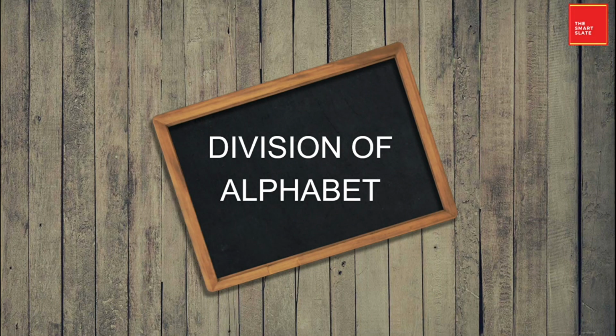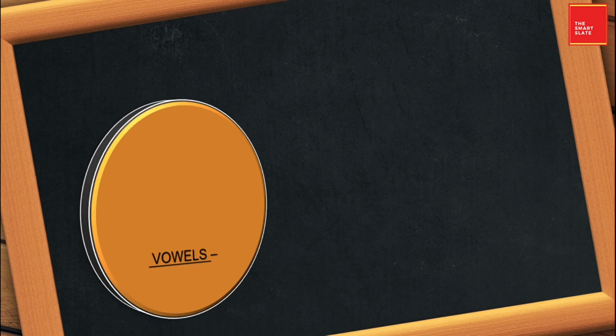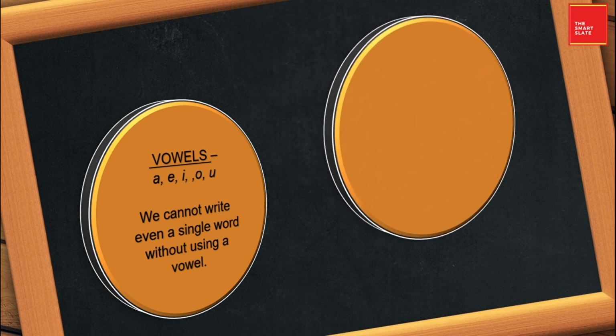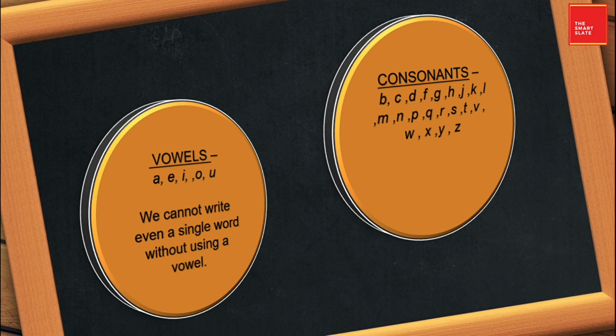Next is division of alphabet. Alphabet is divided into two. The very first is vowels. In vowels we have 5 letters, that is A, E, I, O, U. We cannot write even a single word without using a vowel. Next is consonant. Consonants are the remaining 21 letters of the alphabet, that is B, C, D, F, G, H, J, K, L, M, N, P, Q, R, S, T, V, W, X, Y, and Z.